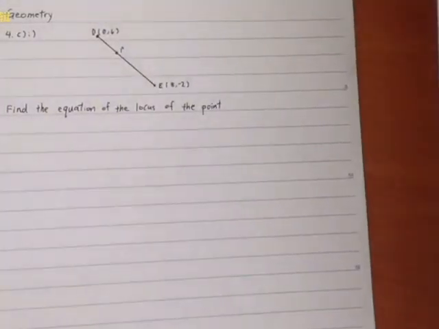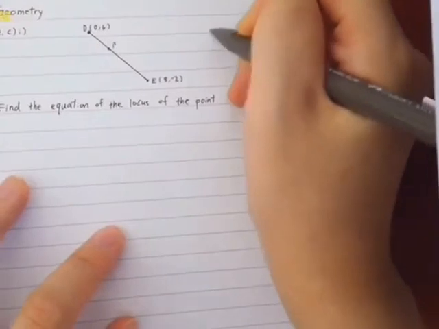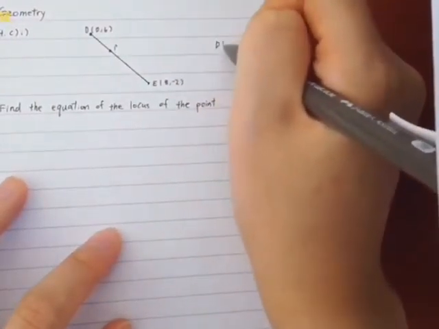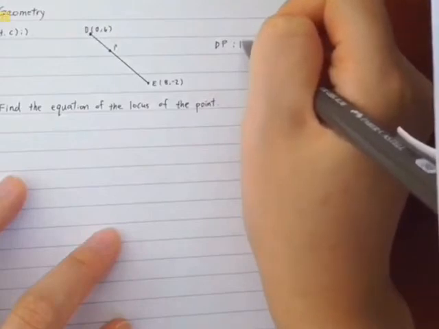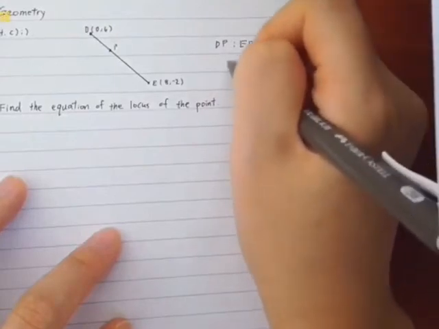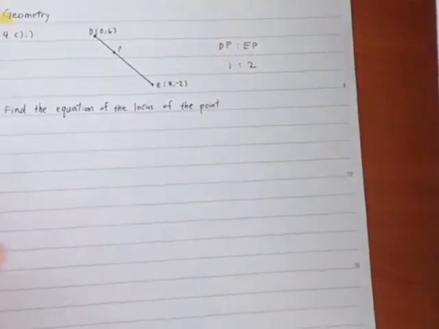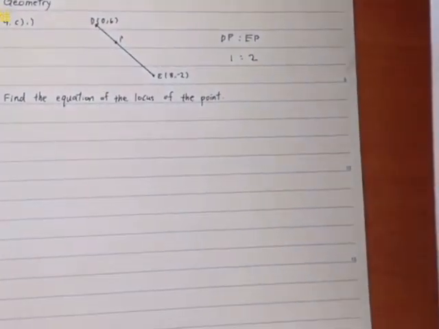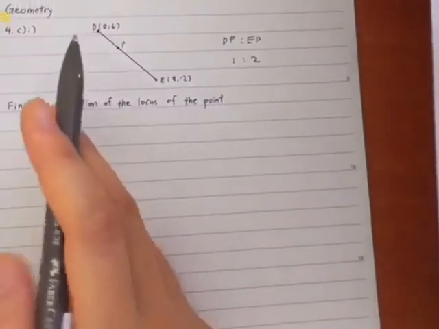Question C1: find the equation of the locus of the point. The question also mentioned that a point is moving in such a way that its distance from D is half of its distance from E. So let's name that point P, and we know that the ratio of DP to EP is 1 to 2, and we got the coordinates of D and E.